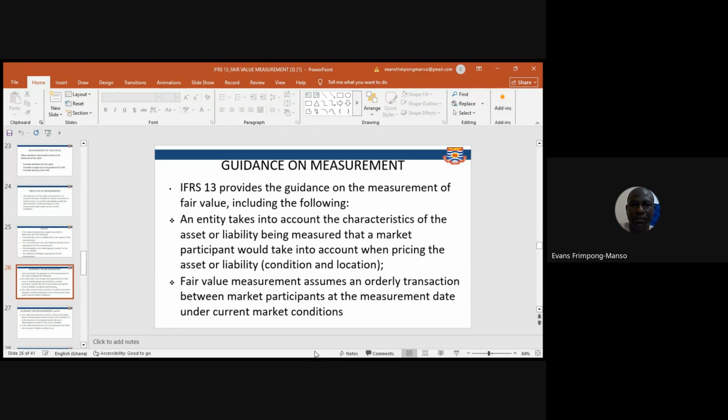Read what is in IFRS 13. I'll send it to you. You will read what is contained in IFRS 13, then you summarize it in not more than 2 pages. My email is on the course outline. Then you send it to my email. It is very, very important.